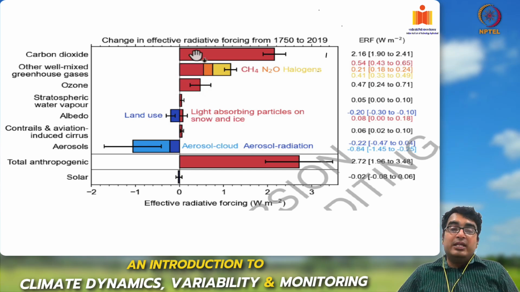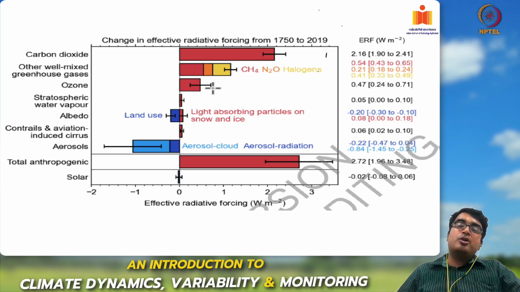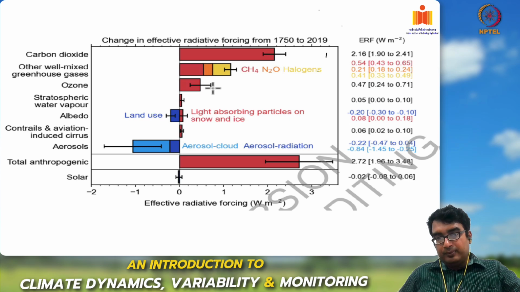As a result, the decrease in ozone has caused a net positive radiative forcing of around 0.5 watt per meter square. So increase in CO2 concentration has caused a net incoming increase in energy flux of 2.5 watt per meter square. Other well-mixed greenhouse gases like methane, N2O and halogens together have caused an increase in the incoming flux of around 1 watt per meter square, and ozone depletion has caused an increase in the incoming flux of around 0.5 watt per meter square. Okay.